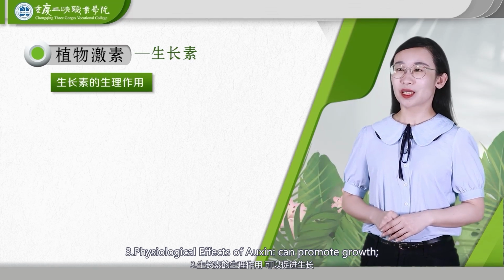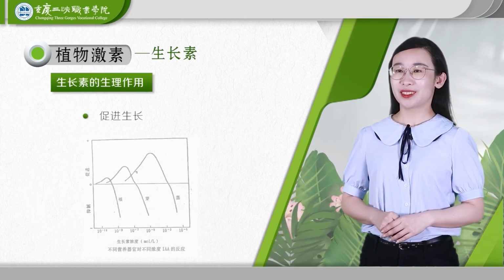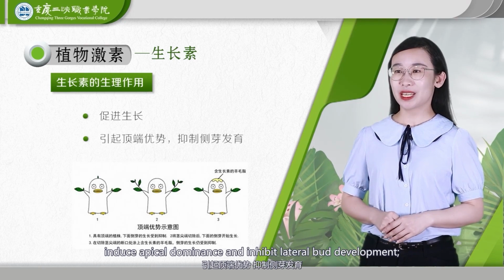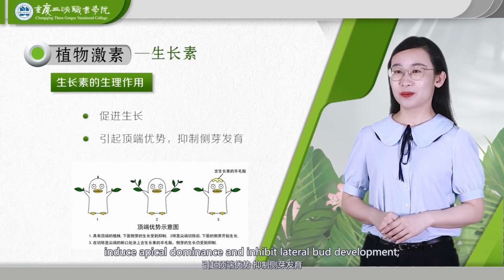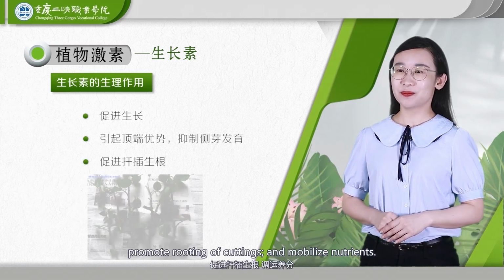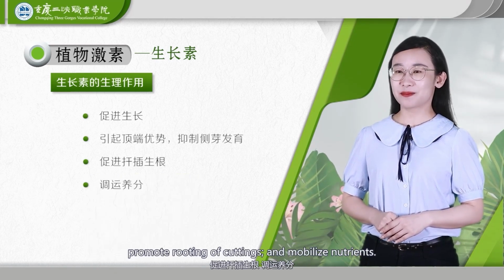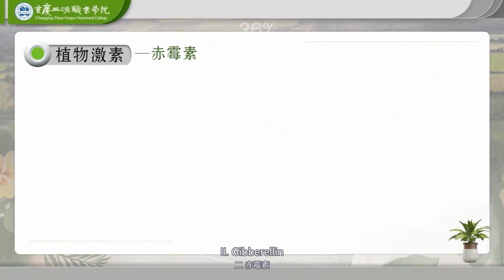Physiological effects of auxin: it can promote growth, induce apical dominance and inhibit lateral bud development, promote rooting of cuttings, and mobilize nutrients. 2. Gibberellin.